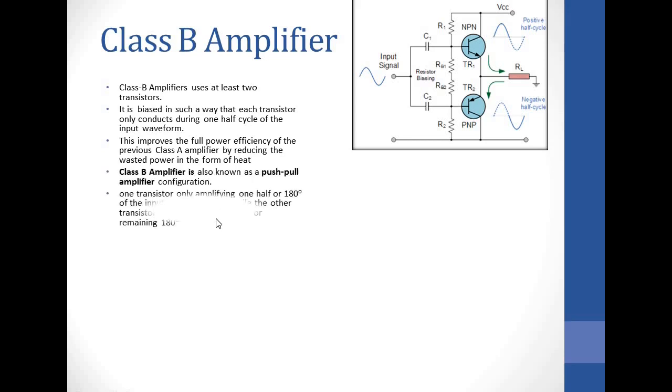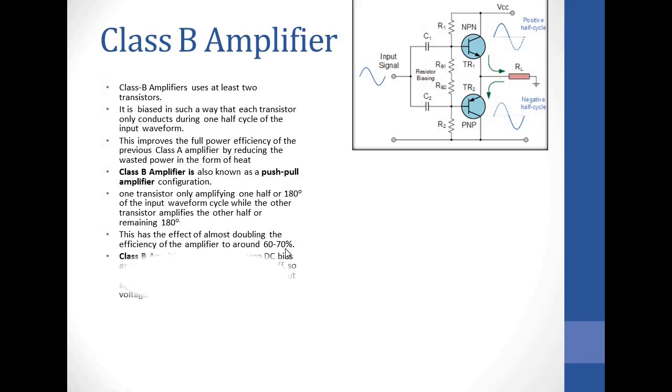It is also called a push-pull. It operates for 180 degrees. It also has an efficiency of 60 to 70%. This is where our problem starts with the class B amplifier.